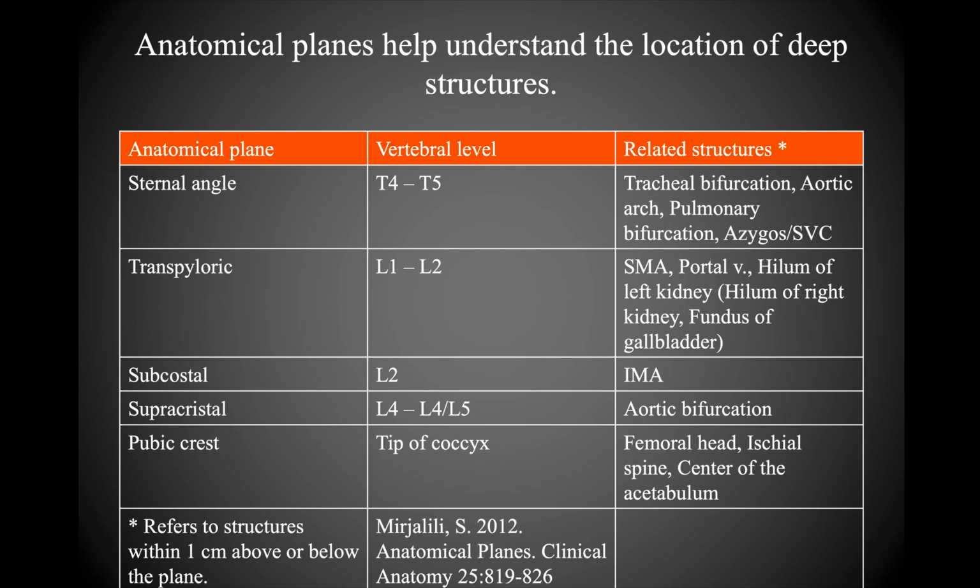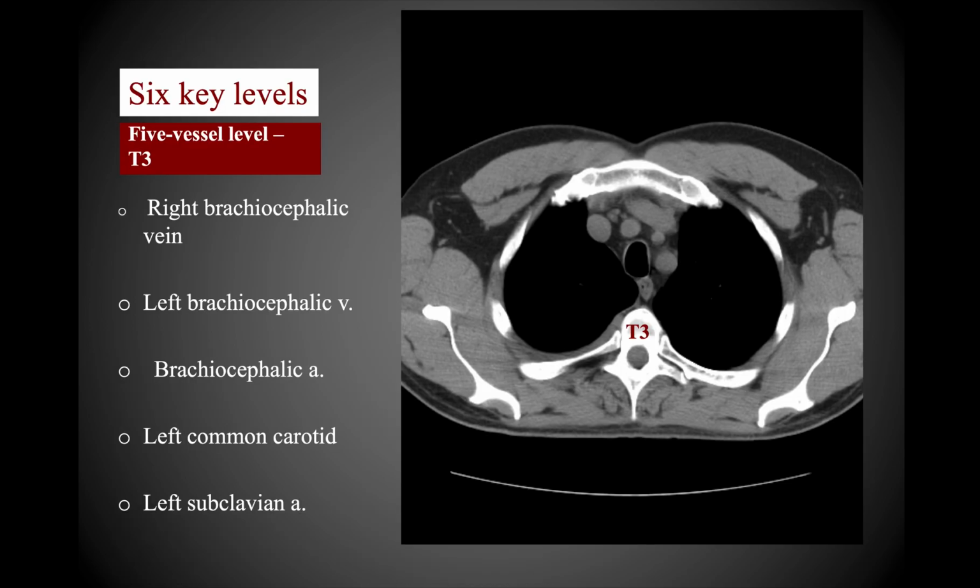When we talk about these related structures, I just want you to keep in mind that these structures are typically located within 1 centimeter above or below the plane identified. So when you're looking at a CT or MRI of the thorax, there's 6 key levels that you want to pay attention to, and I think if you know which structure is located at each level, it makes it much easier to determine what each structure is. The next video will be going through each of these 6 levels.